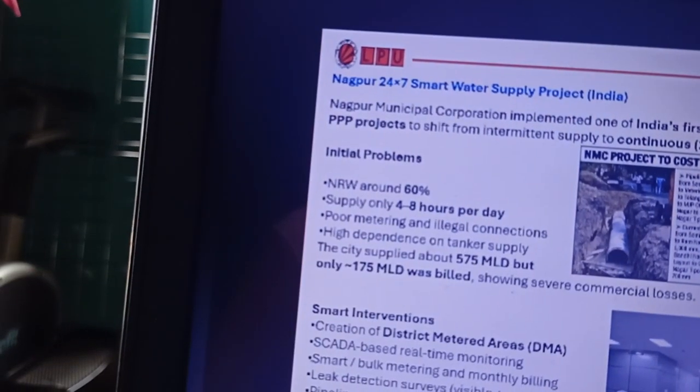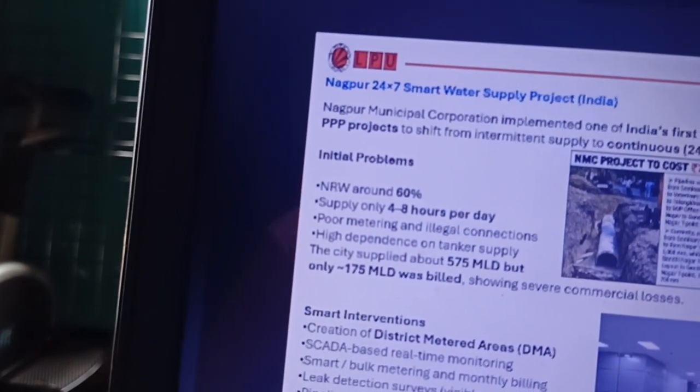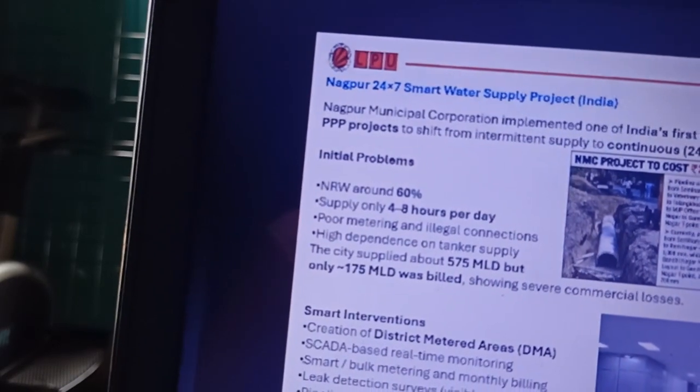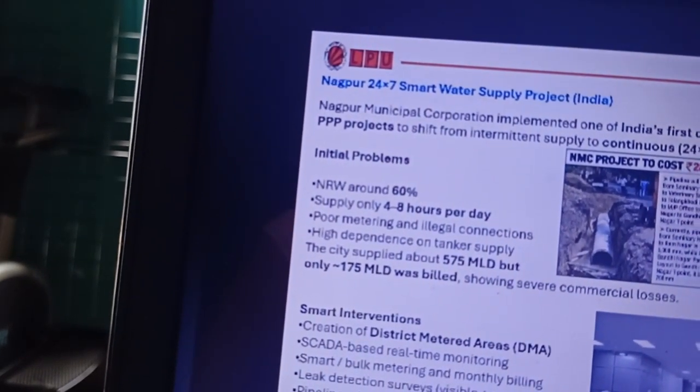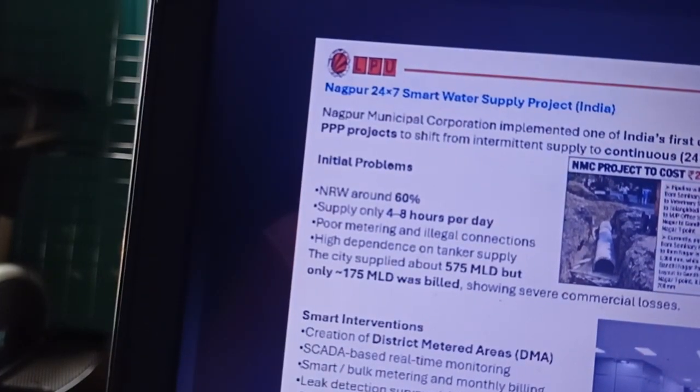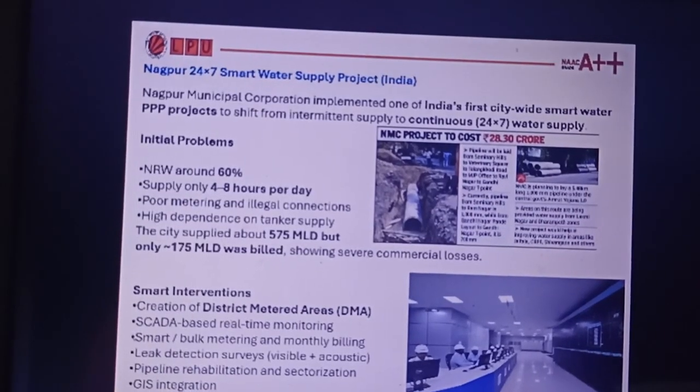We analyze it and we'll put a pressure sustaining valve in your area, so it will sustain the pressure. If you are supplying at a 5 meter head to that particular area, then because of the installation of the pressure sustaining valve, your house will also receive a 5 meter head. All those data you can again get through GIS.